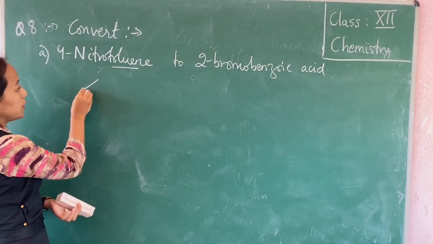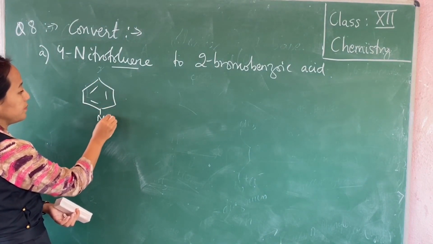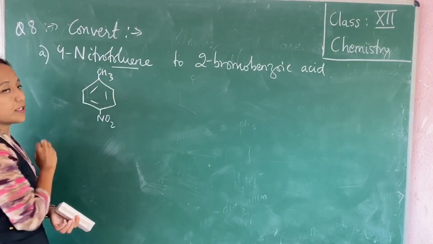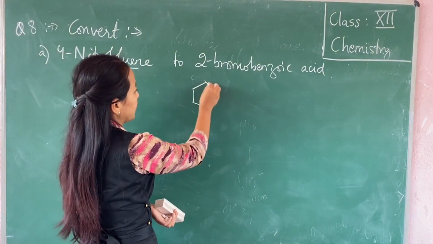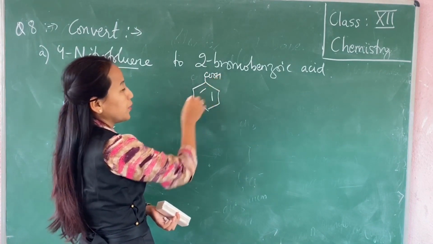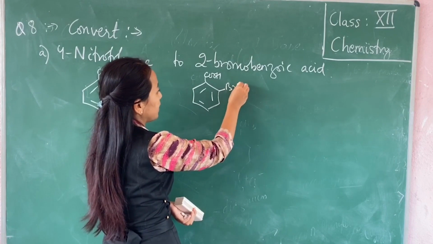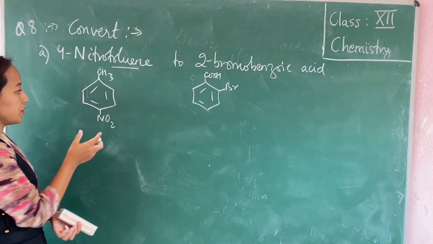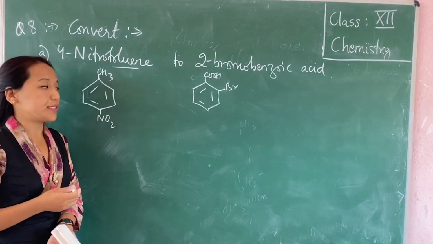So 4-nitrotoluene is where you have a nitro group on the 4th carbon atom, and then you have CH3 on the 1st carbon atom, 4-nitrotoluene, and on the product you have 2-bromobenzoic acid. That is, benzoic acid is benzene with COOH, and then you have a bromine on the 2nd carbon atom. So this is your 2-bromobenzoic acid. So you have to think about converting this group to this one, which you obviously cannot do directly.